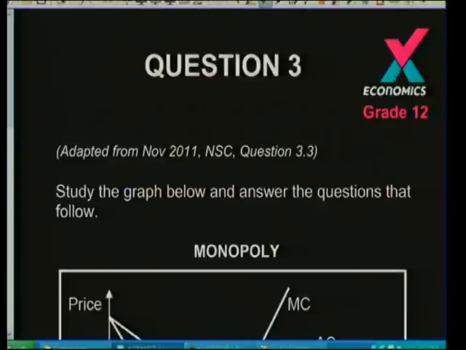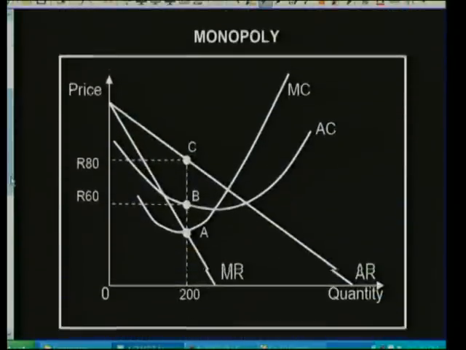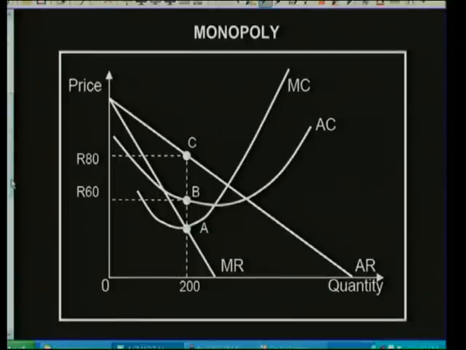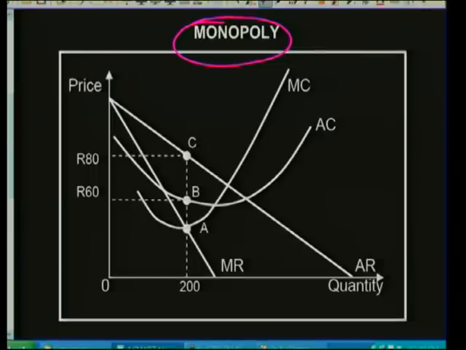Question 3, study the graph below and answer the questions that follow. Now, before we start answering the question, I would like you to look at a few things in this graph that will help you when you start reading the questions. To start with, we see that we are working with a monopoly. So what do we already know about the monopoly? The monopolist has a unique product. And because it's unique, there are no close substitutes.